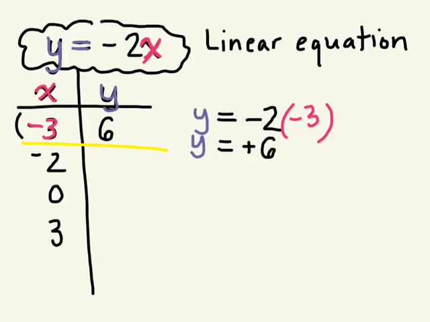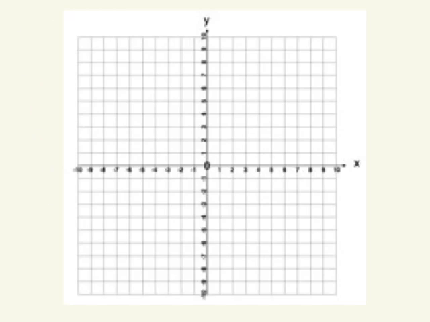This gives us our first coordinate, because what we're trying to do is take this equation and put it on a graph. So right now we have one coordinate, and we're going to graph it on the grid. We know that the first coordinate is located at -3, +6, and we always read coordinates in that order, x, y.